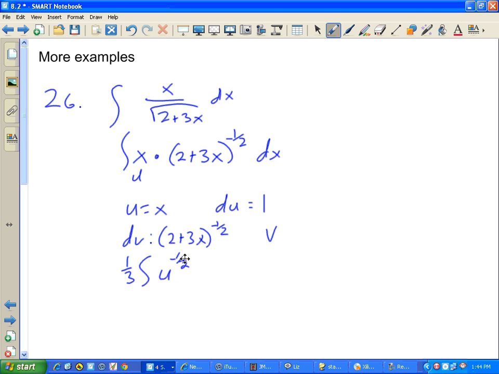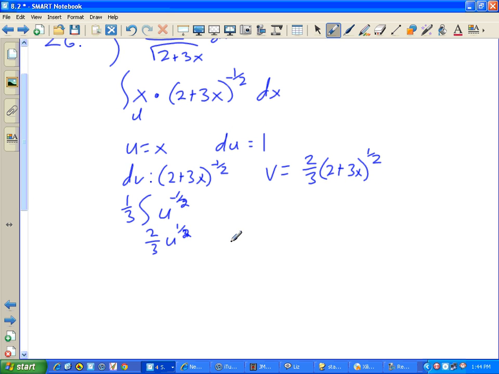Now I can integrate with a basic power rule. Raise the power by 1, so I get u to the 1/2. Drop the reciprocal. The reciprocal would be 2 times the 1/3 I've got out here is 2/3. So v is 2/3 u, which is actually 2 plus 3x to the 1/2 power. Now I fill out my form. I'm going to take u times v minus the integral of v du.